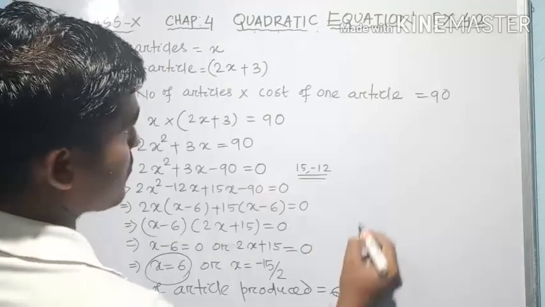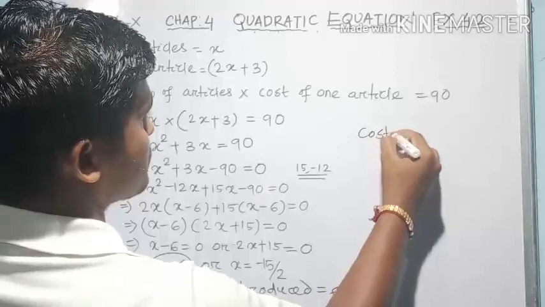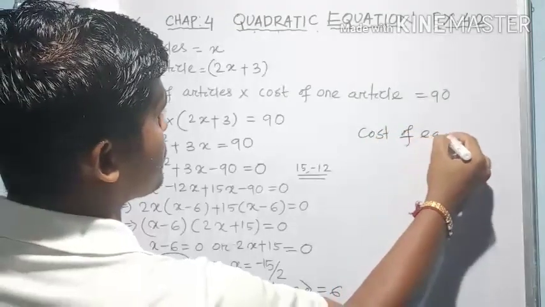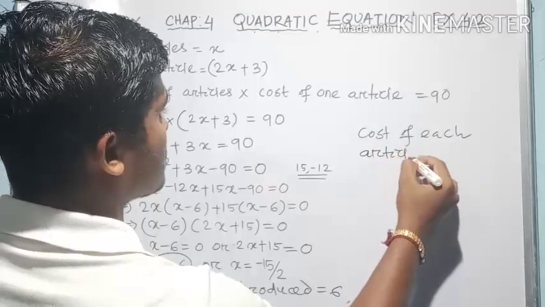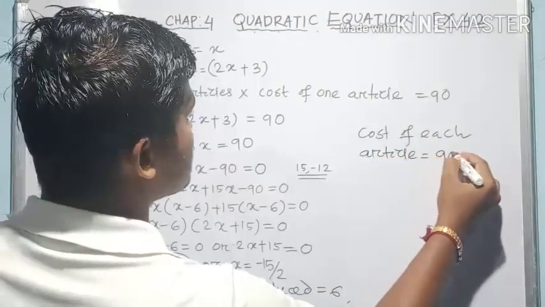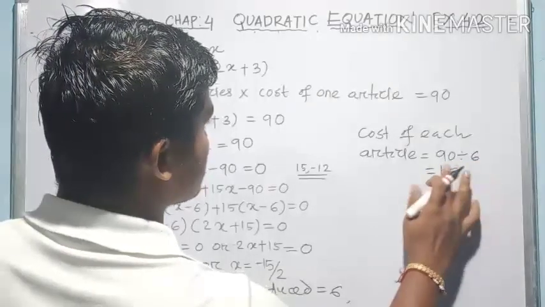And the cost of each article is equal to 90 by 6, which is 15 rupees.